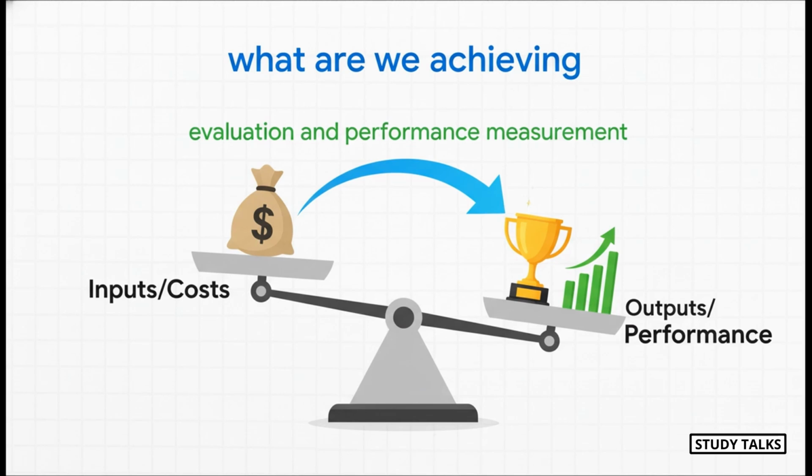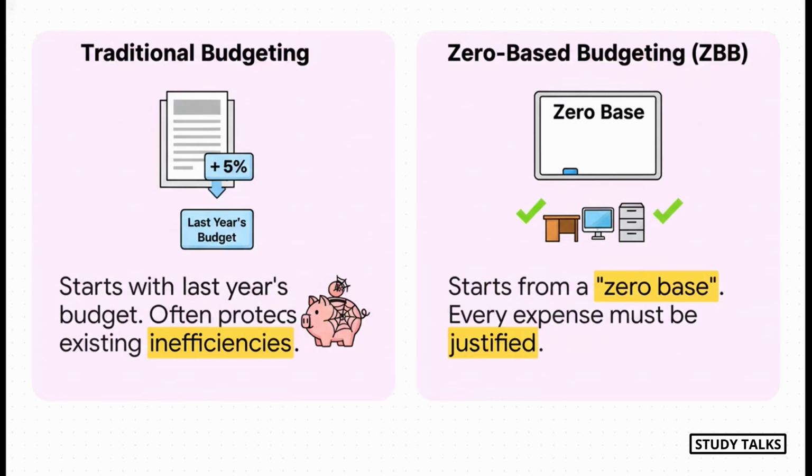It connects the financial numbers to the actual work being done and the results being produced. It's less about just spending money and more about measuring what you get for it. And then you have ZBB, which is a total game changer. Traditional budgeting usually takes last year's budget and just adds or subtracts a little. The problem? If there was waste last year, it just gets carried forward.